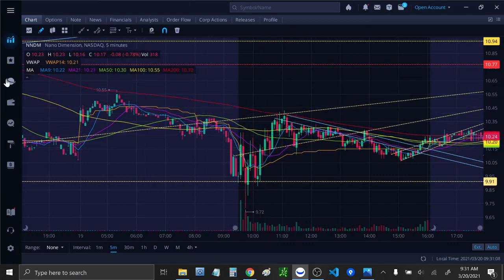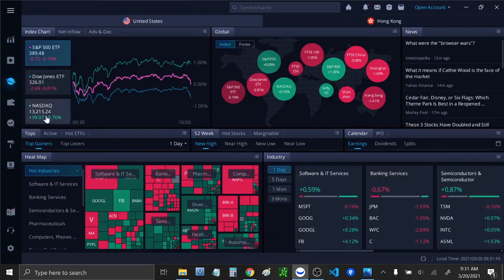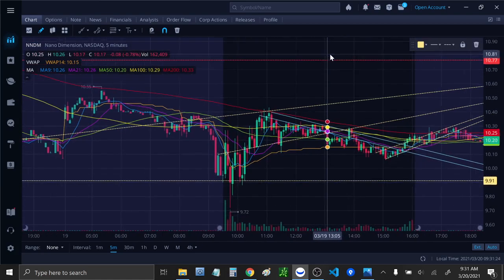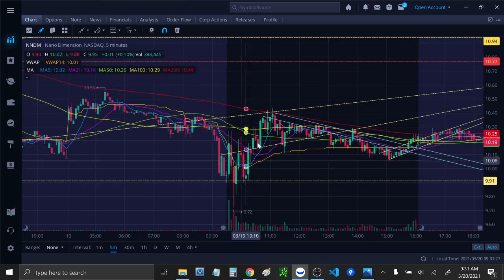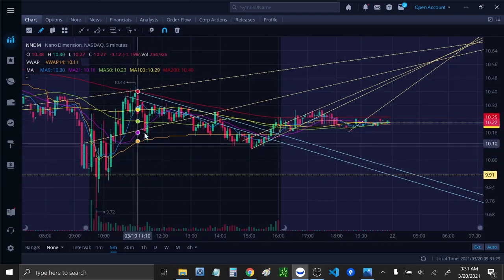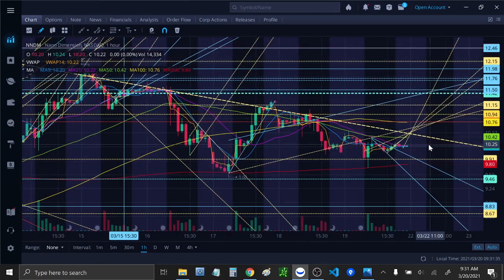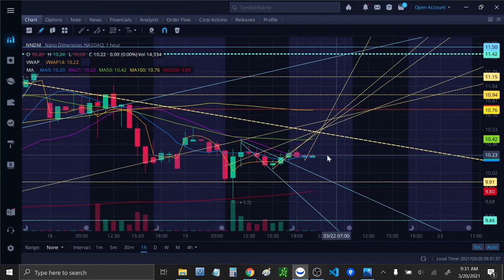So let's take a look at what the market did that day for NASDAQ. NASDAQ went down pretty much early morning, and then went up a little bit, and then rode sideways. So let's see how that compared to Nano Dimension. We did manage to go up, came down, and then came back up and traded sideways. So that's pretty much what happened in Nano Dimension. It kind of just followed the market.